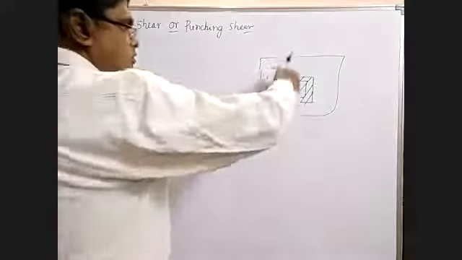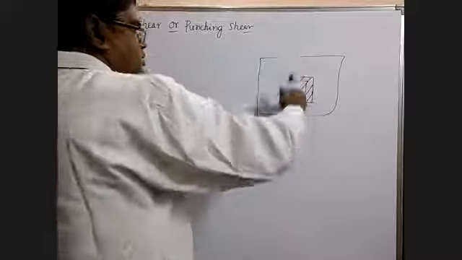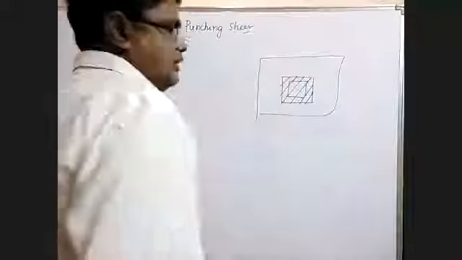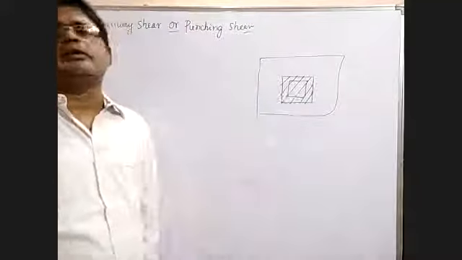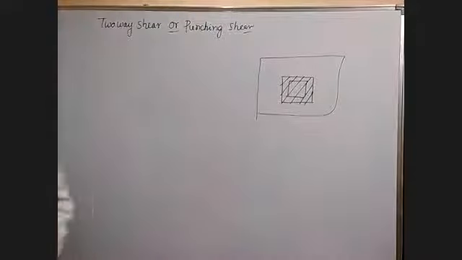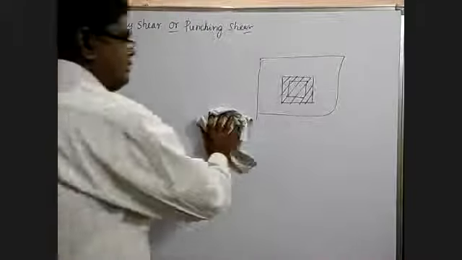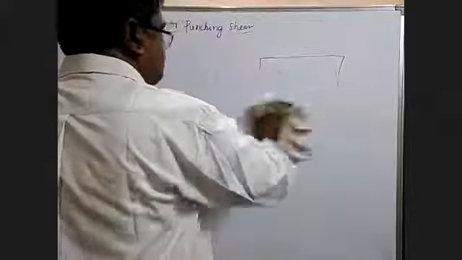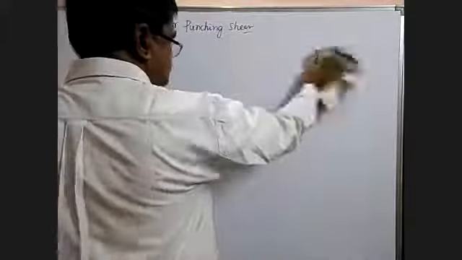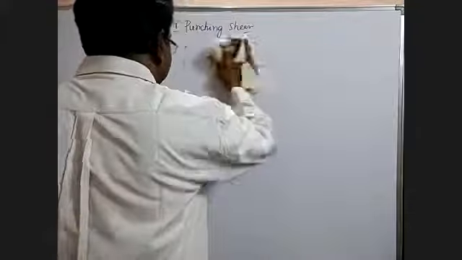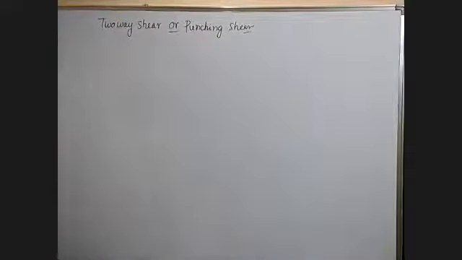This will go down, the column will punch this footing, and that is why the shear developed at this point, we call it as punching shear. Now, for the punching shear we have the formulas here.